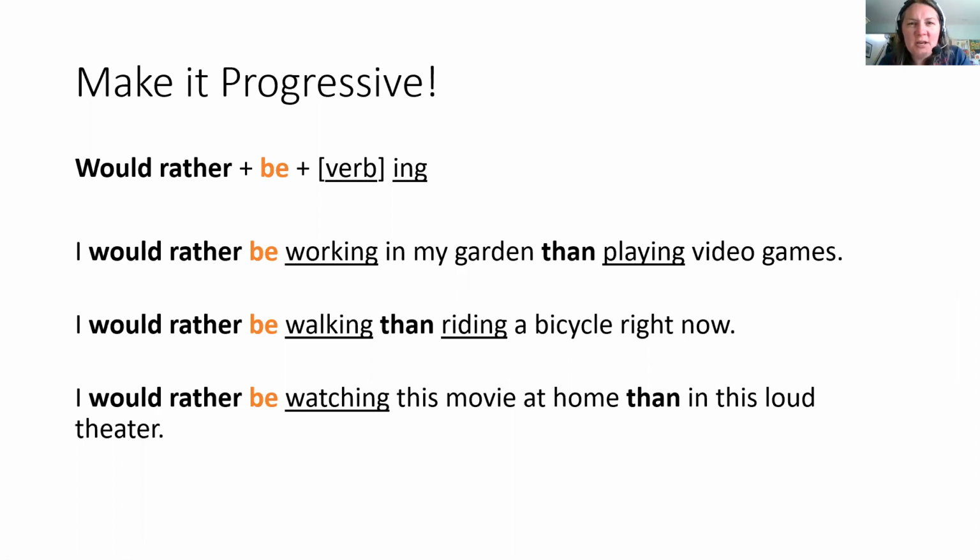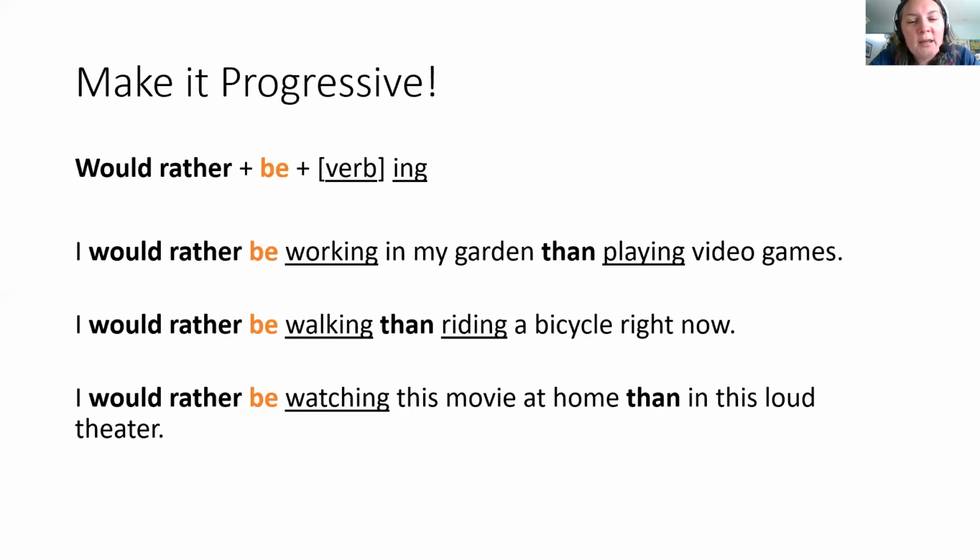We've moved it from the general truth that it was in simple present to talking about what we want to be doing right now. And so the meaning shifts a little bit, right? I'm not just talking about in general, I'm talking about right now. Maybe there are times that I would rather be playing video games than working in my garden. It's just that right now, I feel like being in my garden. So I put it in progressive because I'm talking about right now, not a general truth.